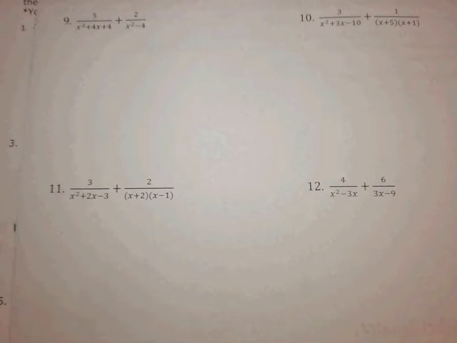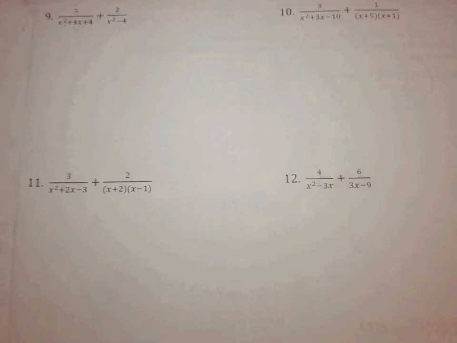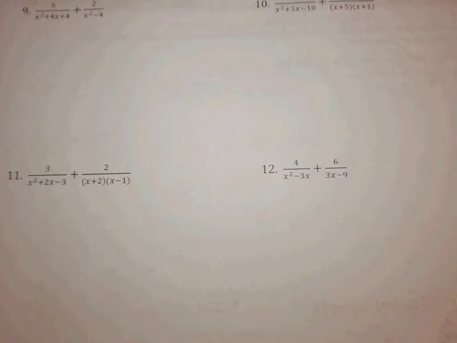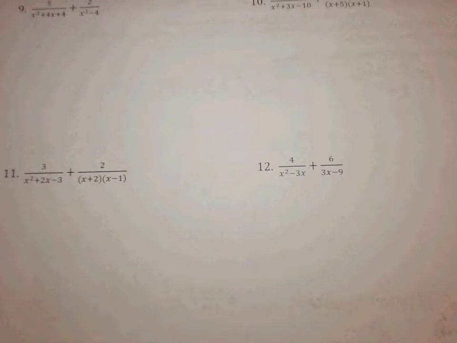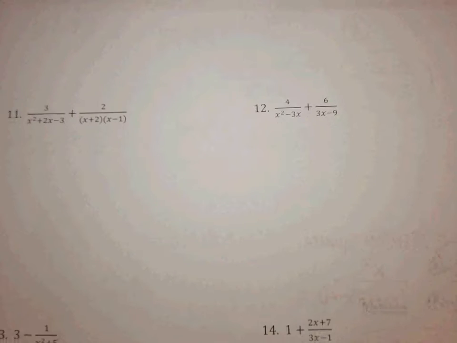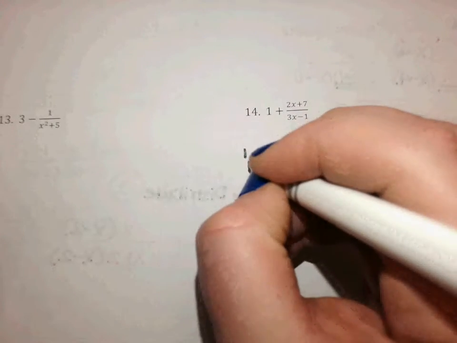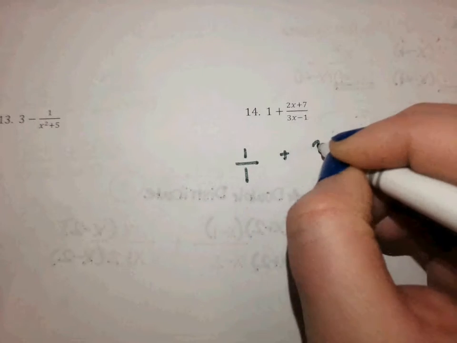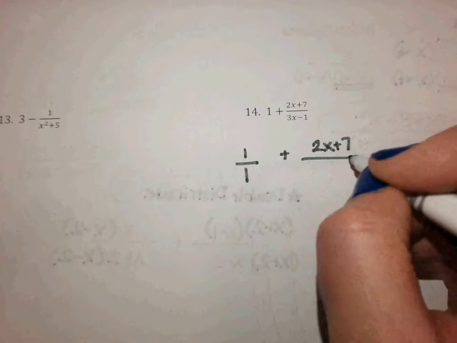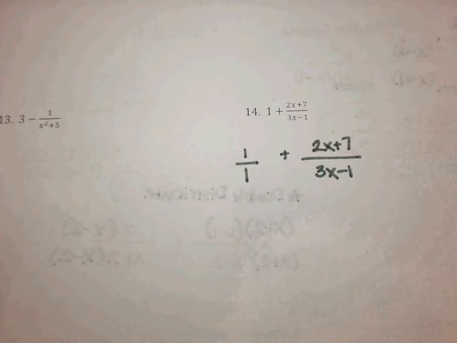You guys want to pick one, or you want me to pick? You want to do one of the whole number ones? Yeah? Okay, let's do 14. Okay, take a look at 14. We're going to take our 1. We're going to make it a 1 over 1. 2x plus 7, 3x minus 1.